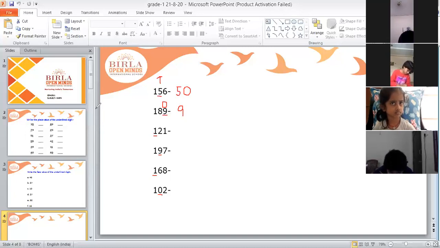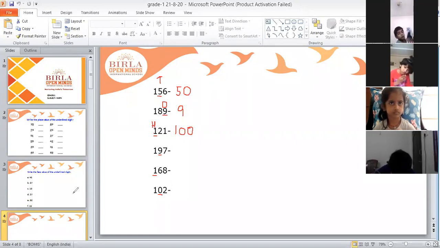What is the answer? 100. Very good. See here, children, in number 121, 1 is underlined and this 1 is in hundreds place. So we will write this 1 and after this 1, we will put 2 zeros, because in hundreds there are 2 zeros. So answer is 100. Very good, Ketan.